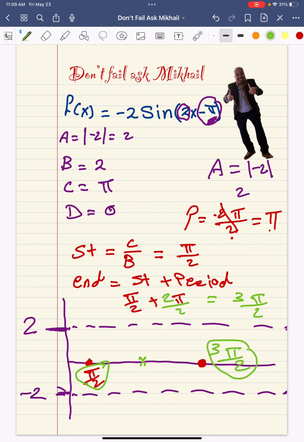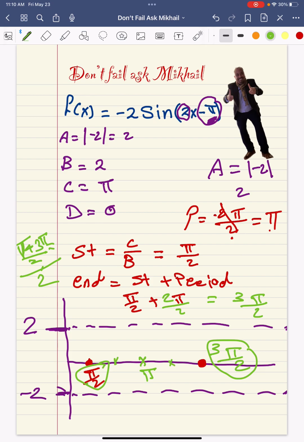So if I do it here, pi over 2 plus 3 pi over 2, then divided by 2, that is going to give you 4 pi over 2, 2 pi over 2, which gives you a pi. We do the math. This is a pi. And this point in between, you add them, divide by 2, and same thing.